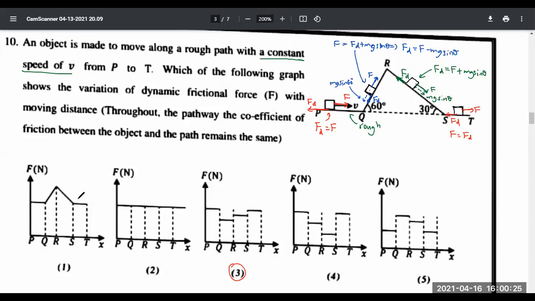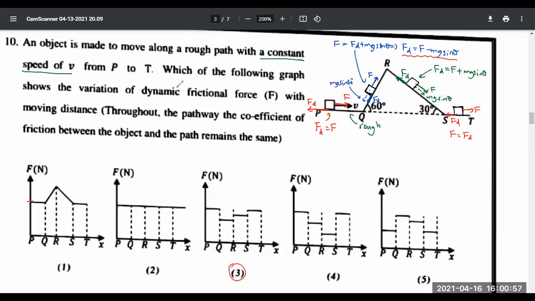I mean, it says the friction is greater than the initial force. Because here, look at this. It's F minus mg sine theta. So from Q to R, it should be lower than the initial value, definitely. So the first one is definitely not the answer. Right. So based on this, you can decide the first one is not the answer, and the fifth is wrong. So the best option out of the answers given, people, is the third one, when you analyze it like this.